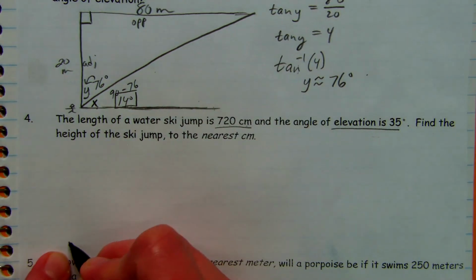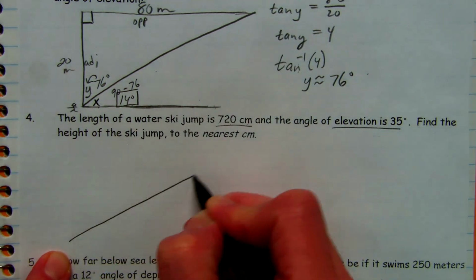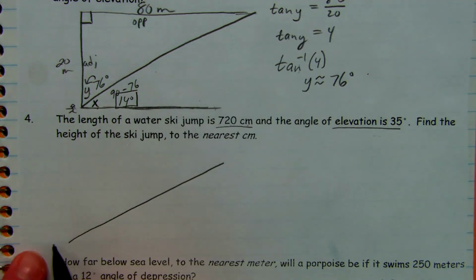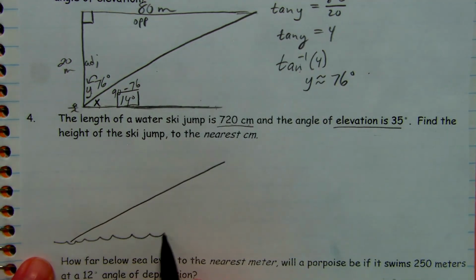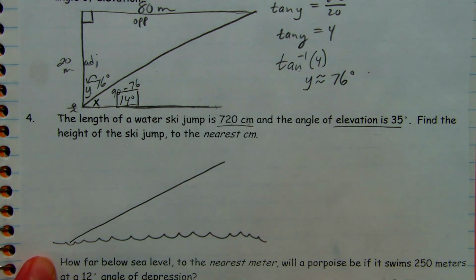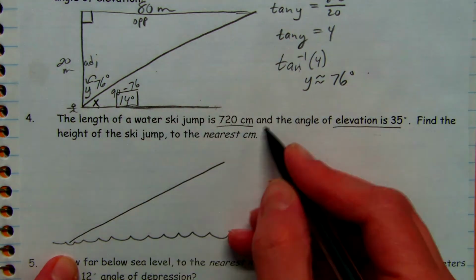So that means this ski jump is set up on an angle. So water ski jump, I'm assuming, is set up in the water. I've never done this. Yeah, just do it on the land. It'll be fine.